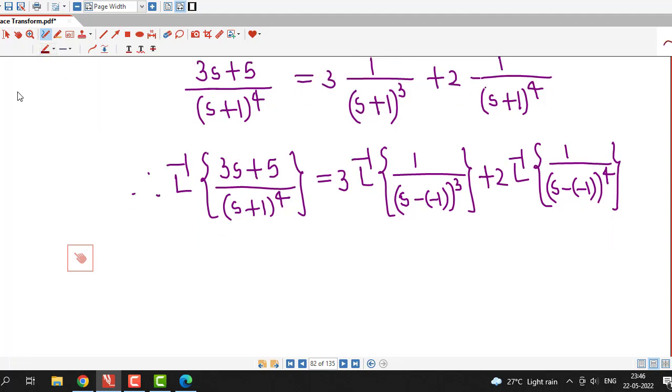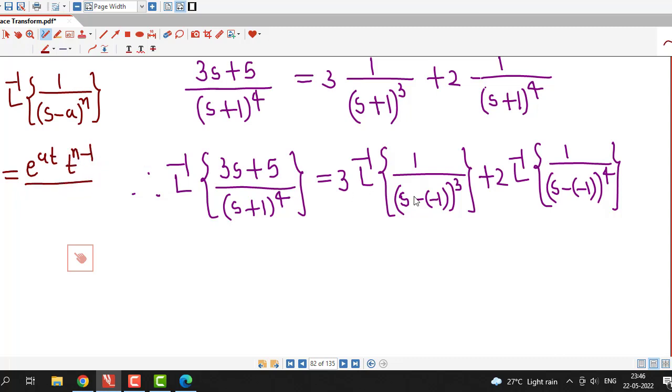We again recall the formula: L inverse of 1 divided by s minus a raised to n is equal to e raised to at times t raised to n minus 1 divided by gamma n, and here powers are natural numbers, so we can use this formula, gamma n will be equal to n minus 1 factorial. We can see here the value of a is minus 1 because we have s minus minus 1. So we will have e raised to minus t. We take a equal to minus 1 here.